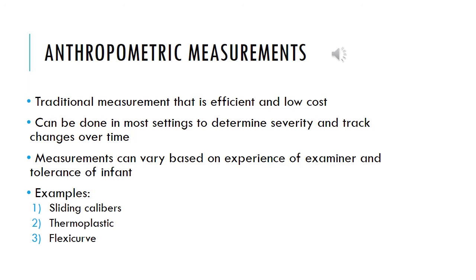Anthropometric measurements are going to be a vital part of any examination for a child with plagiocephaly. We're going to first start with a discussion on 3 traditional measurements that are pretty efficient and easy to be done in the clinic based on the examiner's experience and level of comfort with these tools, and they're also low cost. These are quick measurements typically that could be reproduced at different intervals over intervention to be able to track the child's progression. We'll talk about sliding calipers, thermoplastic measurements, and flexicurves.